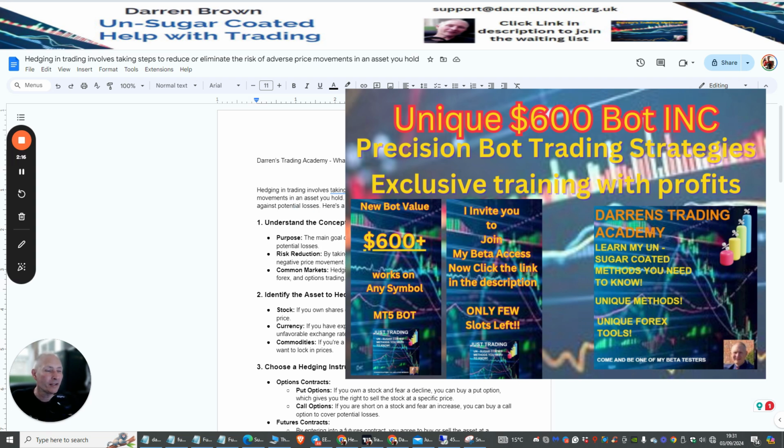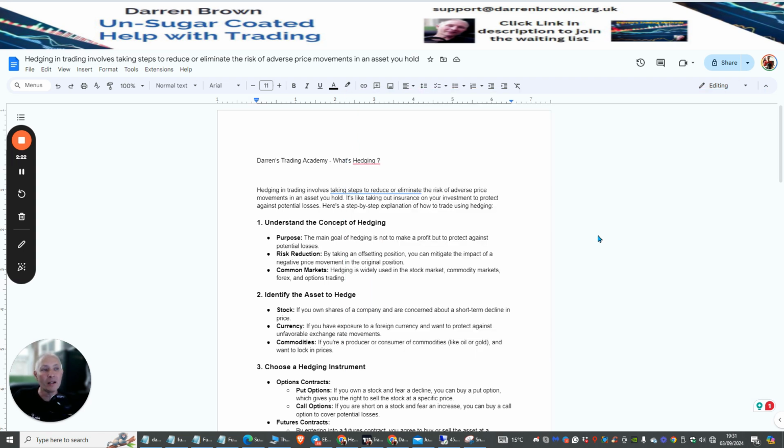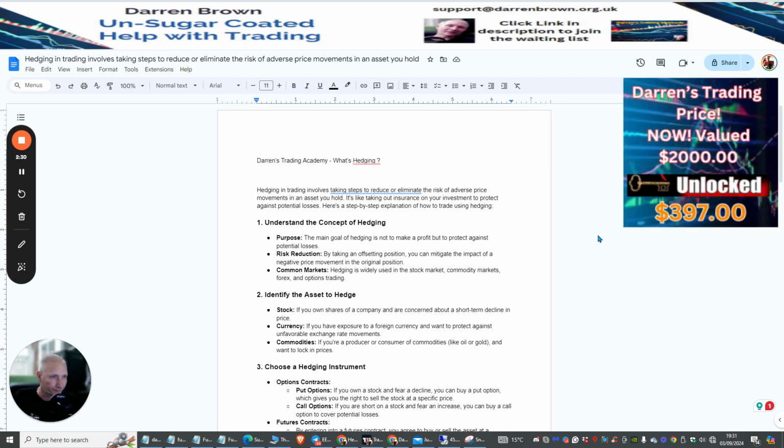Okay, so basically hedging in trading involves taking steps to reduce or eliminate the risk of adverse price movements inside an asset that you hold. It's like taking out insurance on your investment to protect you against potential losses. Here's a step-by-step explanation of how to trade using hedging. So really, you've got to try and understand the concept of hedging, where the main goal of hedging is not to make a profit but to protect against potential losses.